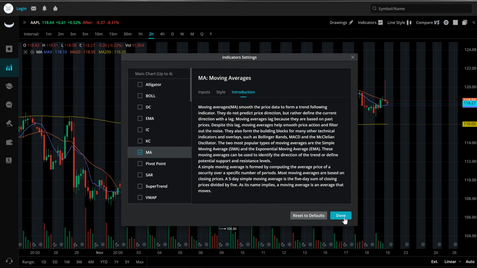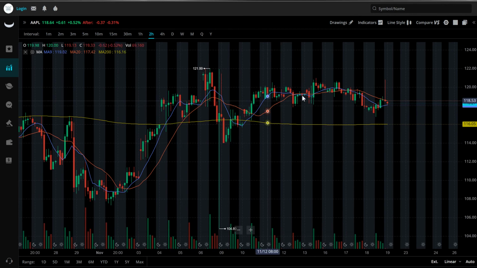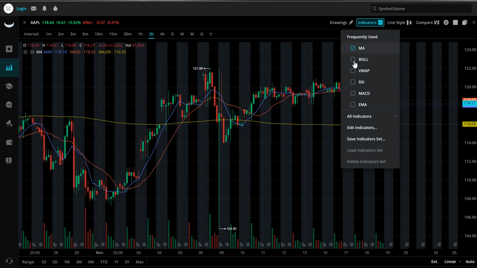So now that we have the moving average, you see that the lines are getting all over the place. They're squiggly. They follow the price average that you see. We'll move on to another indicator. Another popular one is VWAP, and VWAP stands for Volume Weighted Average Price.